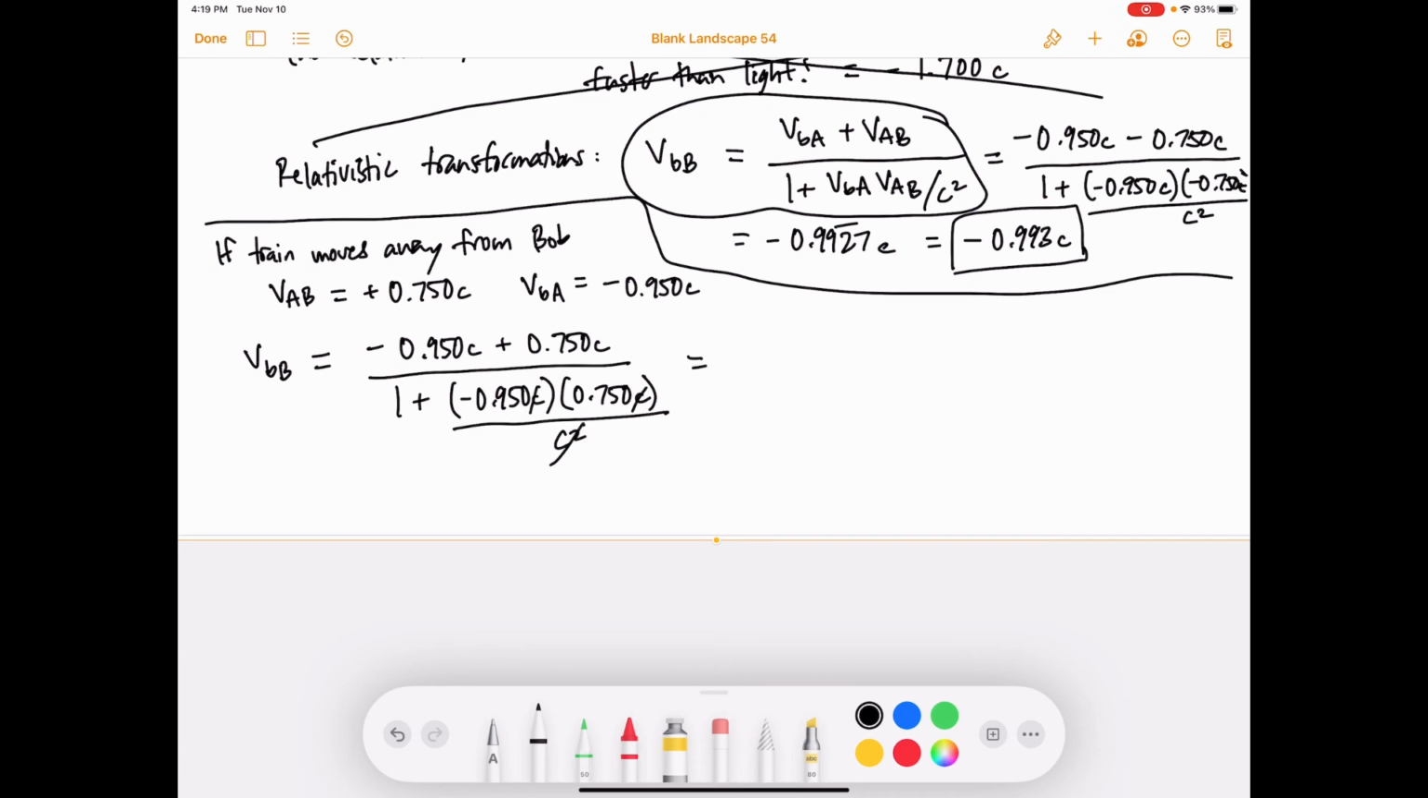And this comes out to negative 0.6957 C, or negative 0.696 C. So again, the negative sign just means we're moving to the left. And of course, the ball is moving slower now because Alice is moving away from Bob as she throws it. So that's how this works out.